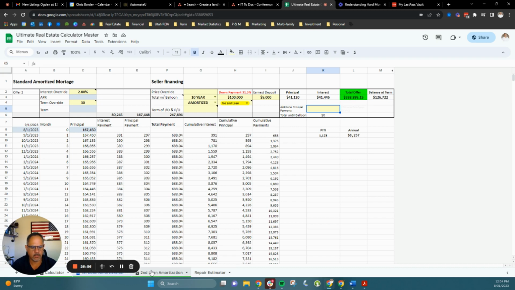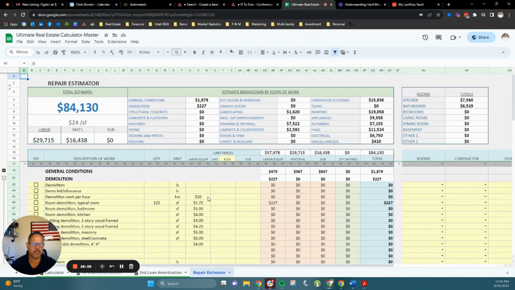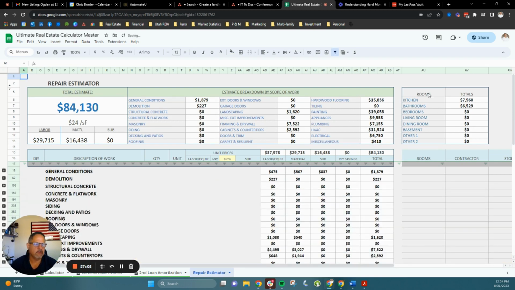Okay, now moving on to this last sheet, the repair estimator. For the most part, it's relatively self-explanatory. This will give you a detailed look at your renovation. So if you're doing multiple renovations and you want to really be able to scale up, you're going to need to use some type of tool like this.